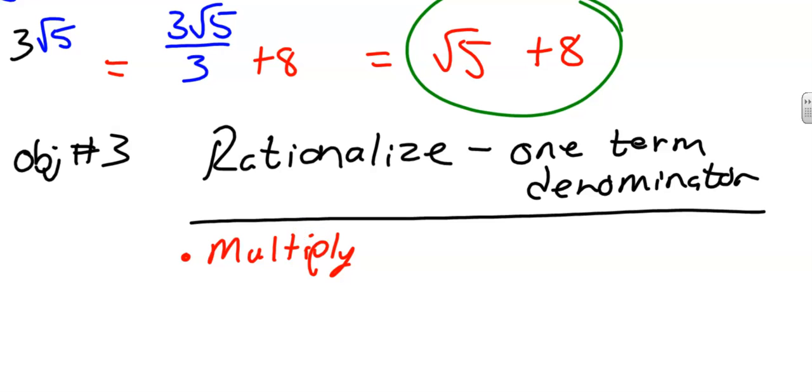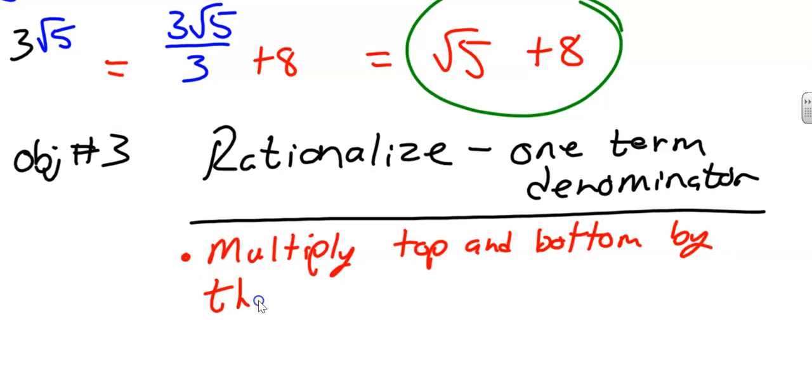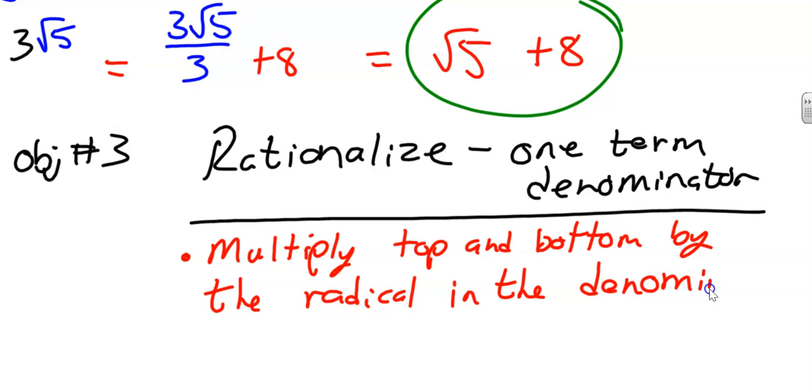Okay, what they're going to ask you to do is multiply, instead of just saying numerator, denominator, it's going to go top and bottom. You're going to multiply the top and the bottom by the radical in the denominator.